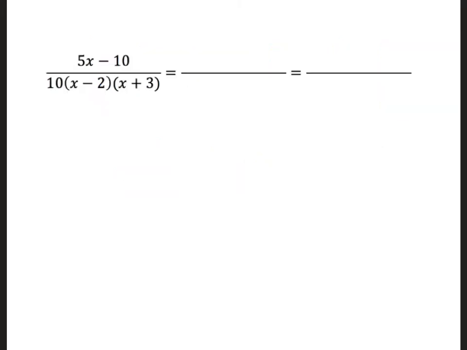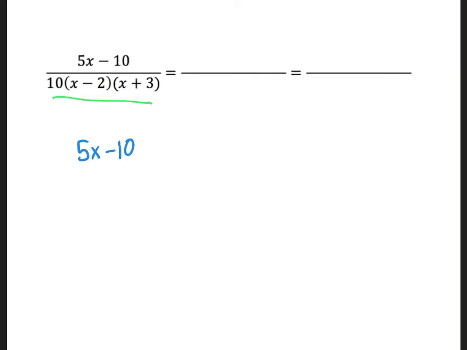All right, for the second one, they've already factored the bottom for us, but the top isn't factored. So when we're factoring these, we're going to look for one of two things, either a GCF, a greatest common factor, or we're going to look for using the x method. Well, I know I have 5x minus 10. That only has two parts, so we're not going to use the x method.